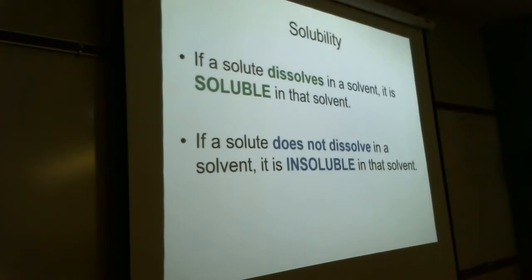So if a solute forms a homogeneous solution, in other words, then we say that it is soluble, and if it is not, then it is insoluble, right? Something that is insoluble would just sit on the bottom of your beaker. You put it in, you stir, stir, stir, nothing happens. It's just sitting there on the bottom. That's not a homogeneous solution. That's just something sunk on the bottom of your beaker.